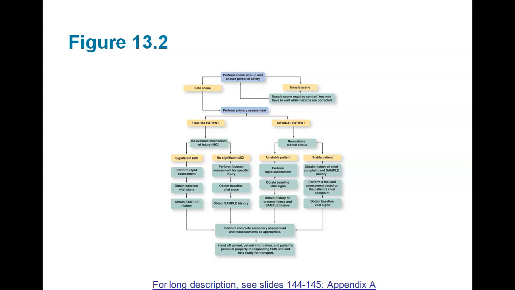Okay, so this patient assessment algorithm, this is in your textbook or on your online book. This is just giving you an idea of what we are going to be talking about today. As far as if the scene is safe, if the scene is unsafe, what is your next step? And then it also goes through whether the patient is a trauma patient or medical patient, if they have a significant MOI or not significant, or from the medical perspective, if they're stable or unstable, what you would do. So we're really going to be focusing on this a lot and breaking this down.